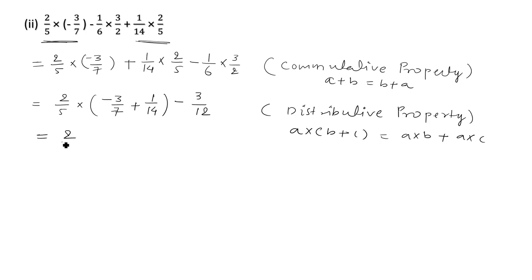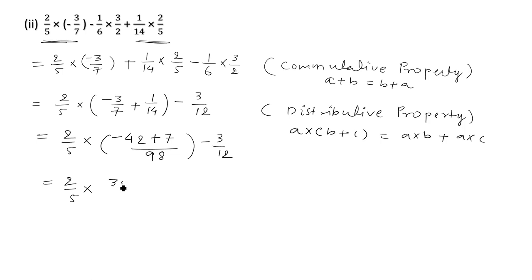So 2 upon 5, now whatever is in the bracket, we simplify. So 14 3s are 42, cross multiplication, then 7 1s are 7. Now 14 7s are 98. Now last part we write as it is, minus 3 upon 12. Now 2 upon 5 multiply, now minus 42 plus 7. So minus plus minus. So 42 minus 7, what do we get? 35.